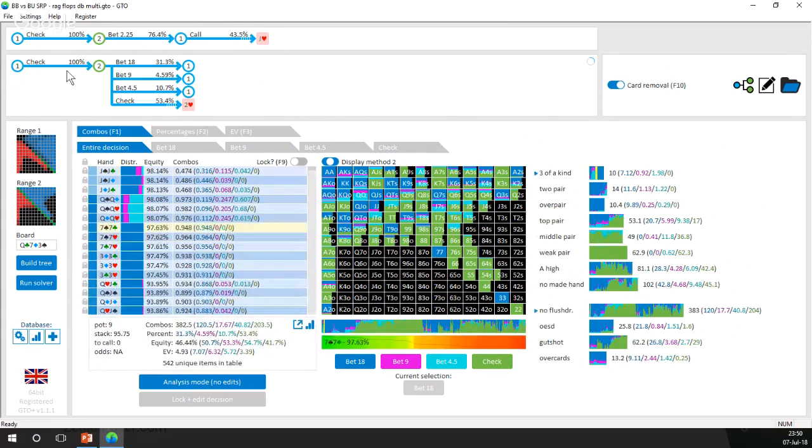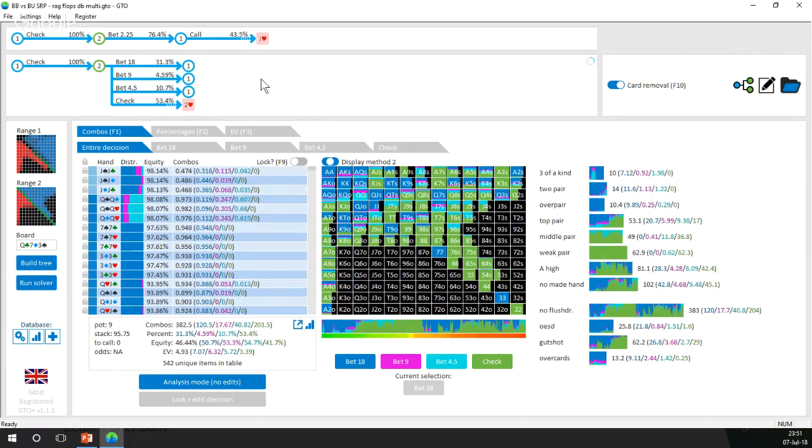This turn is basically... You don't see too many both people over ranges, right? Yeah, that makes sense. It depends who you're playing against. If you're playing against very strong players, then when they see a brick on the turn, they're going to overbet their strong hands for value, right?